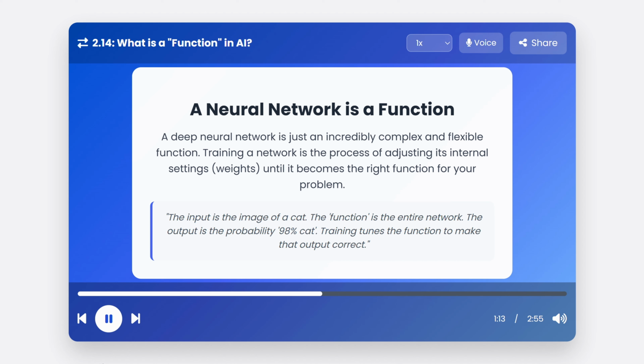This is where neural networks come in. A deep neural network is nothing more than an extremely powerful and flexible function. The training process is all about adjusting the millions of internal settings in the network, its weights, until the network as a whole behaves like the function we need. The input is an image, the function is the trained network, and the output is the correct label.